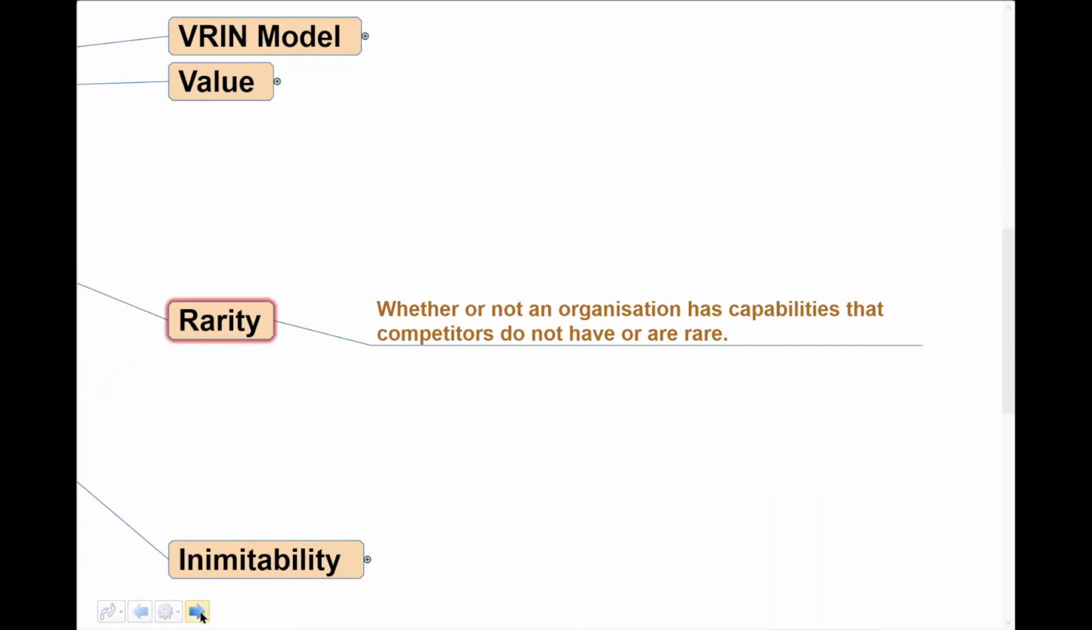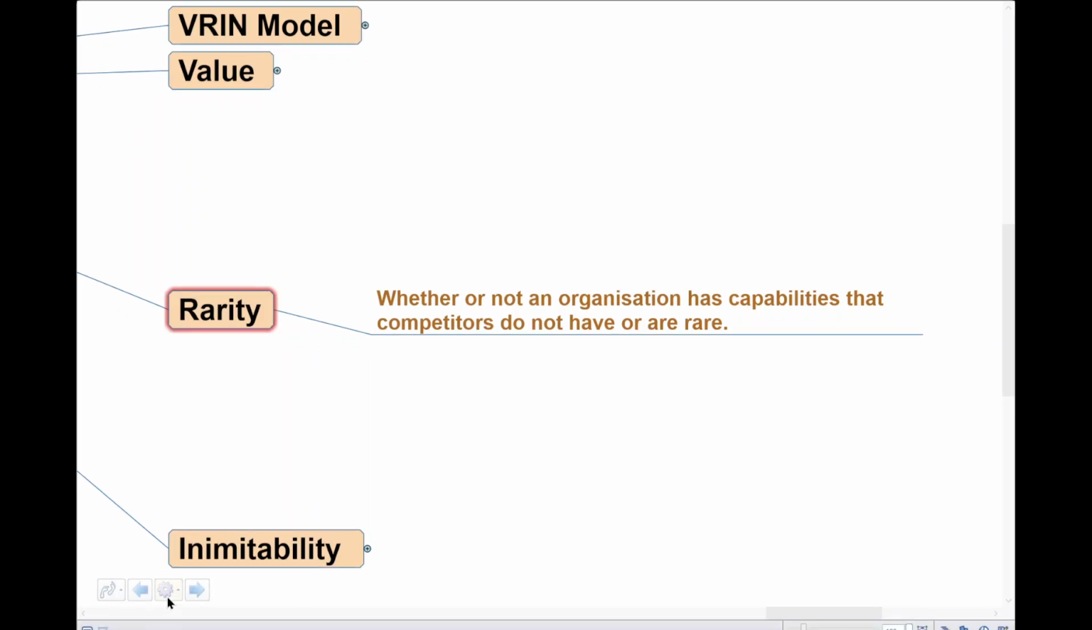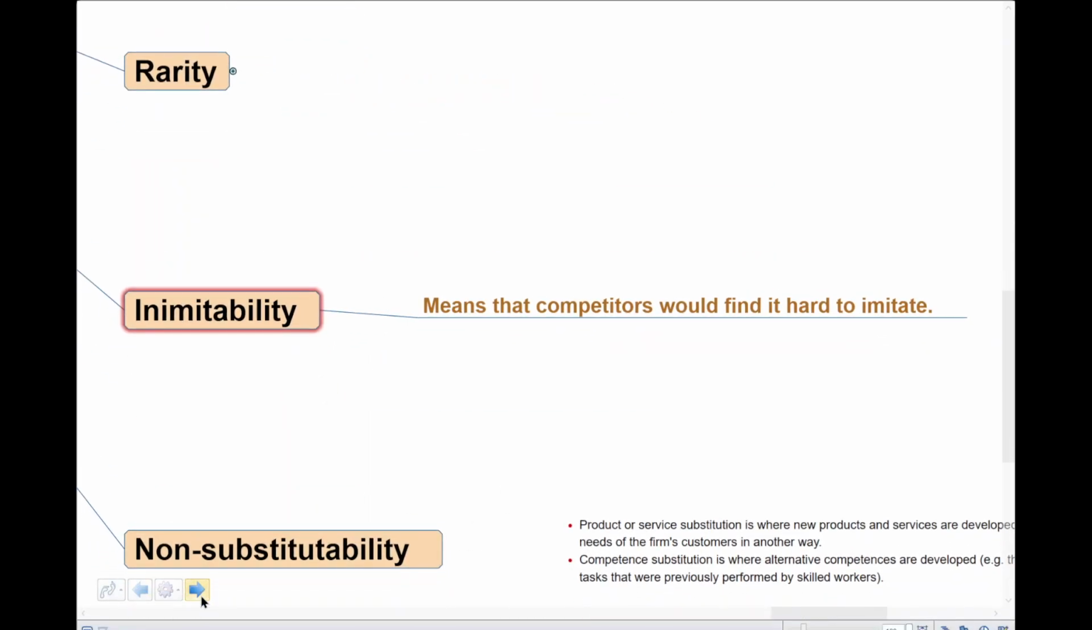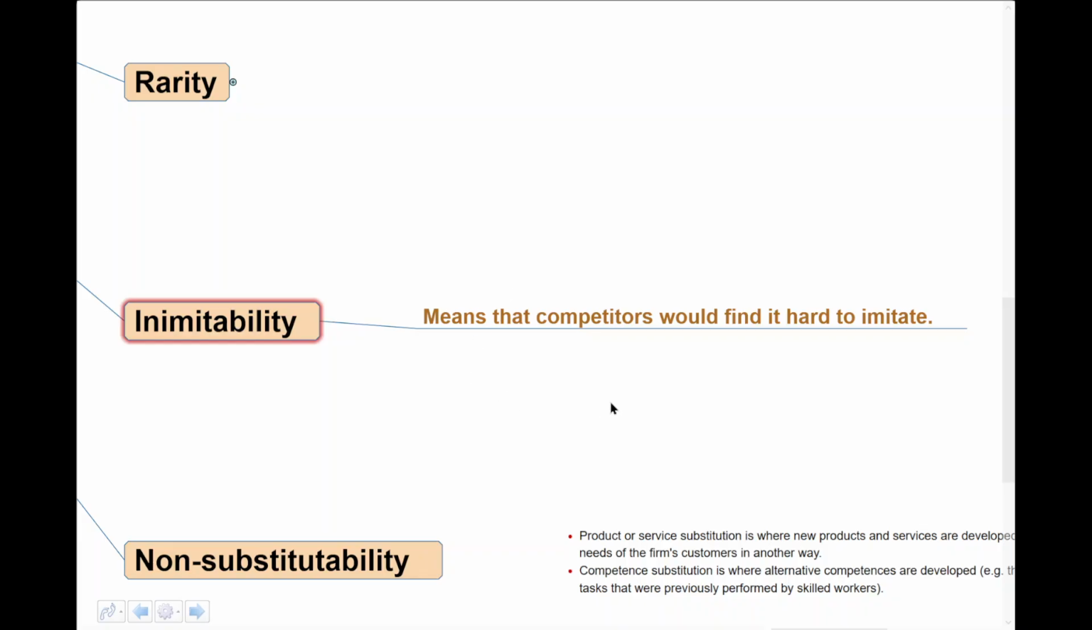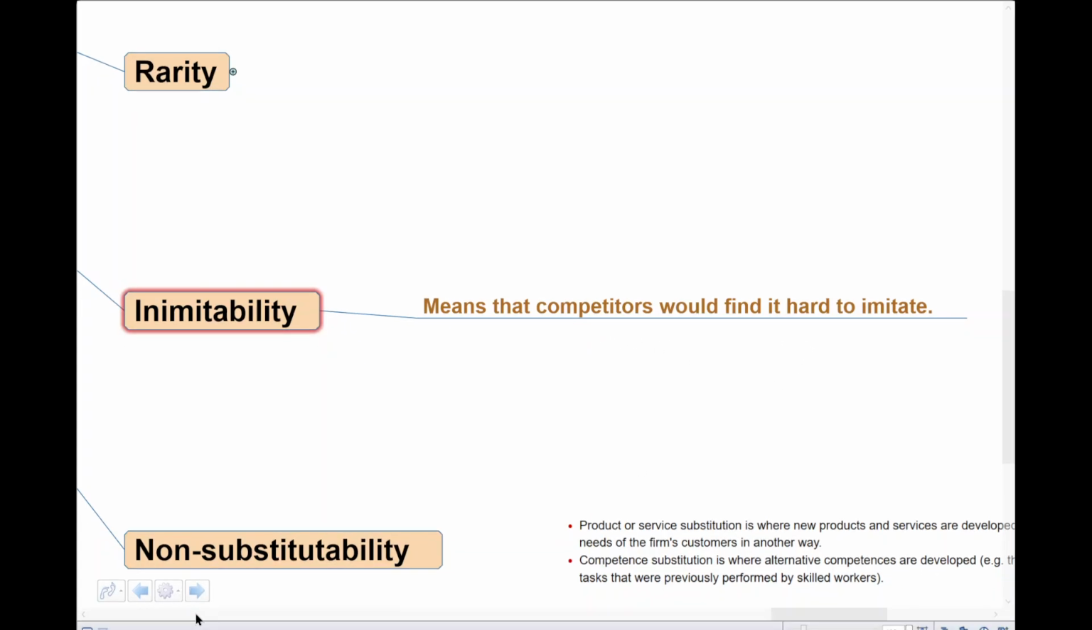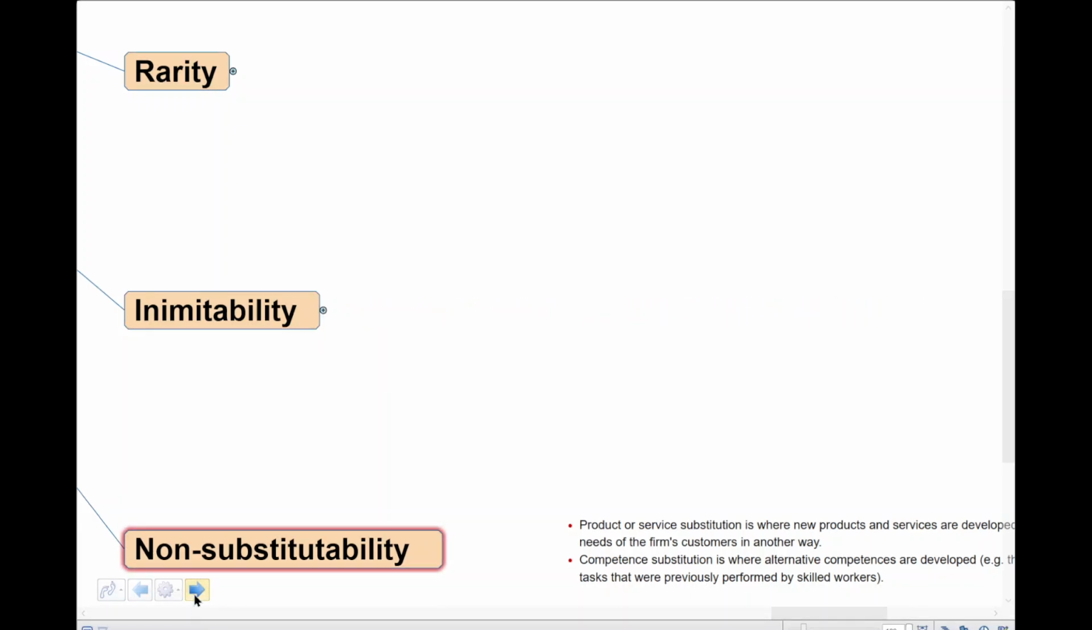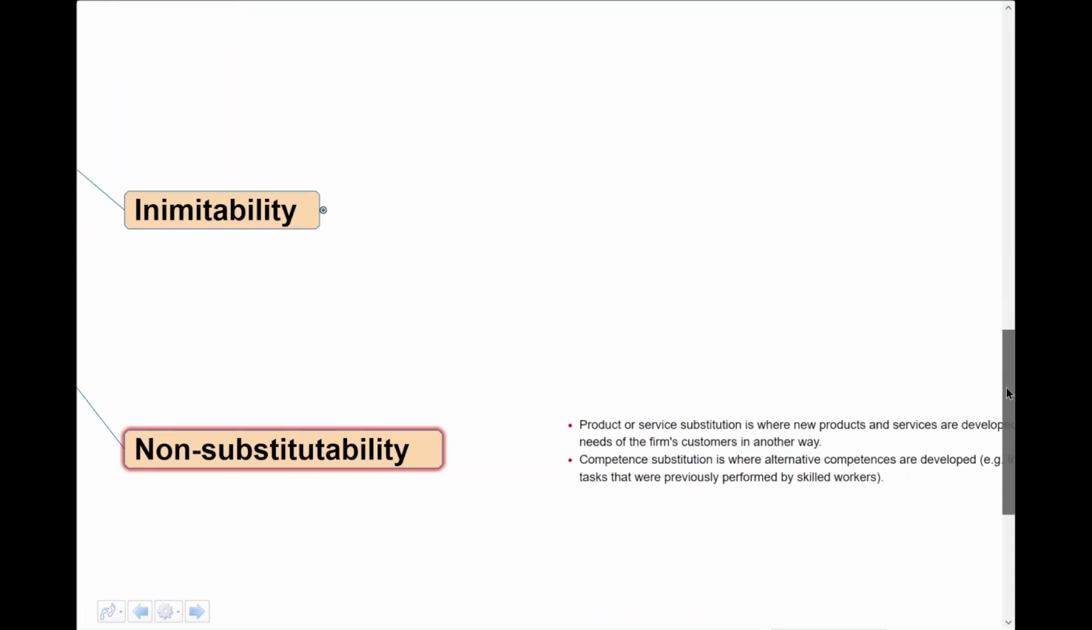Next area for us is rarity. Again, this does what it says on the tin. We really can't value a capability if everyone's got it, or if it's not rare. It needs to be rare, a la Apple, etc. In terms of imitability, let's say that it's not rare, but could competitors imitate it? We need to be in a position where competitors would find it very, very hard to imitate this particular capability. Final point is substitutability, or non-substitutability even.